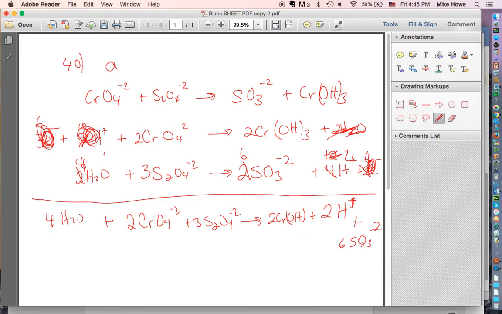So now I'm going to add 2 OH minuses over here. On the other side, there should be a charge up here of -1. On the other side, we also have to add the 2 OH minuses.